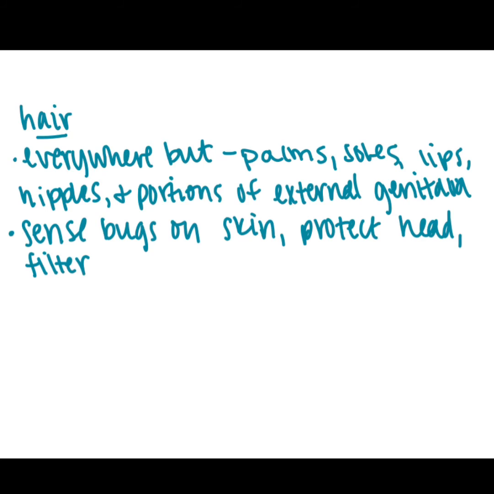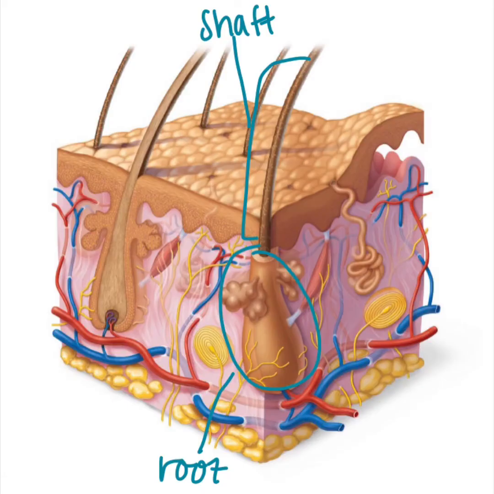Its purpose is to sense bugs on the skin, protect the head, and filter. There are two parts of the hair, the upper shaft and then the lower root.